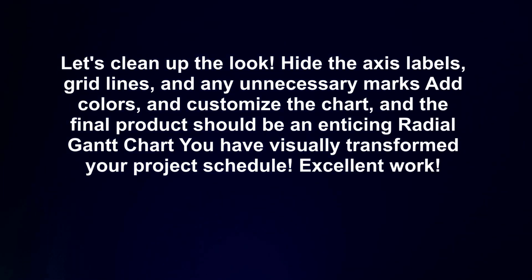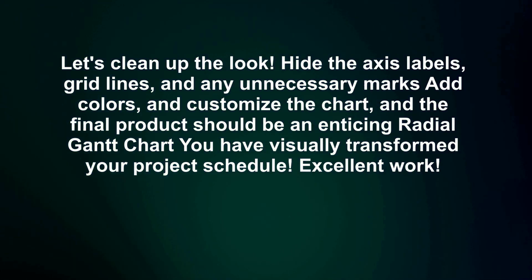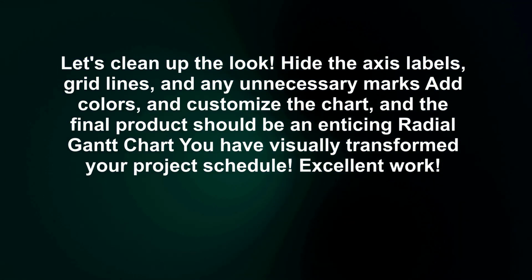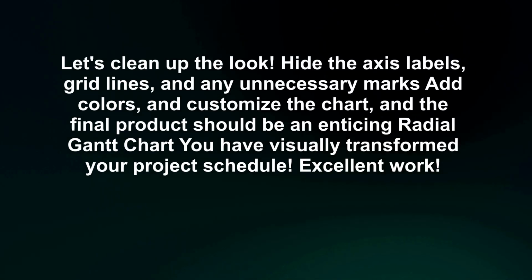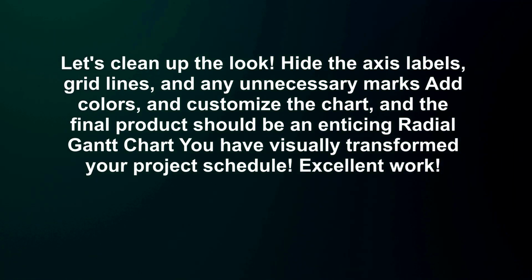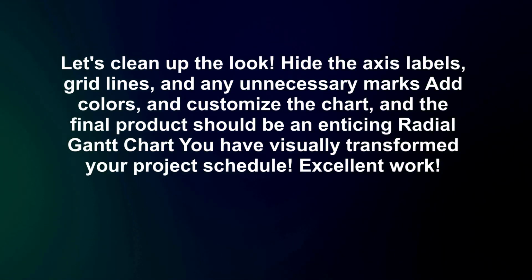Let's clean up the look. Hide the axis labels, grid lines, and any unnecessary marks. Add colors, and customize the chart. And the final product should be an enticing radial Gantt chart. You have visually transformed your project schedule. Excellent work.